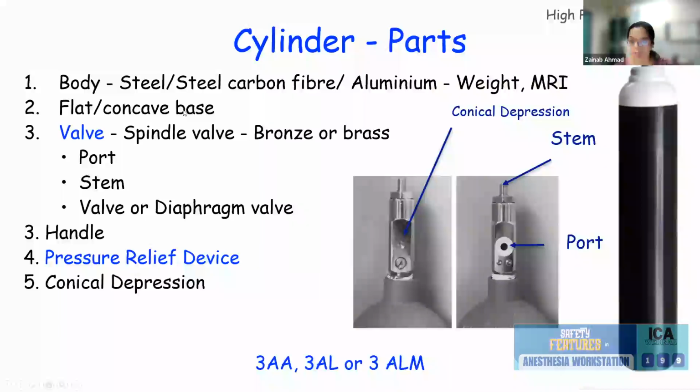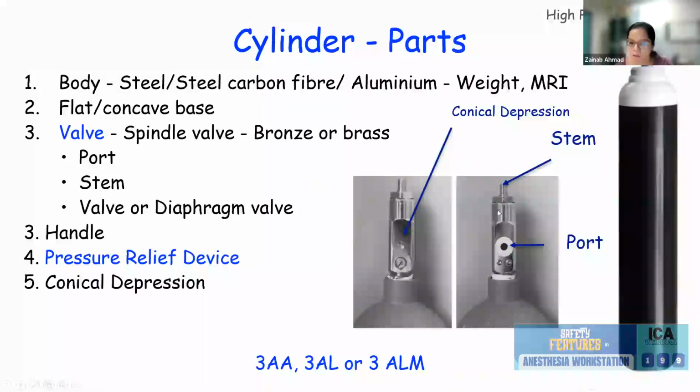Then the cylinder has a flat or a concave base so that it doesn't topple over. It has a valve, which is a spindle valve made up of either bronze or brass. This valve has a port, a stem, and a diaphragm. There is a specific type of valve which I'll be talking about. Then it also has a pressure relief device. As you can see in this figure, there is a conical depression, and this is the port.